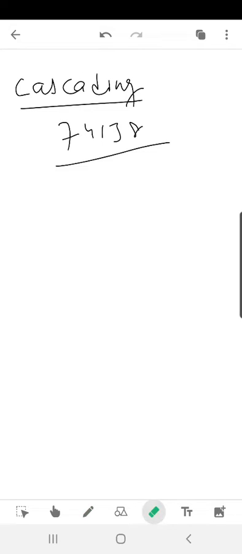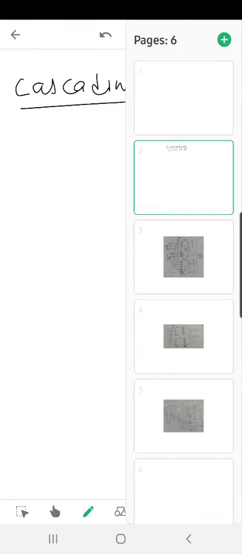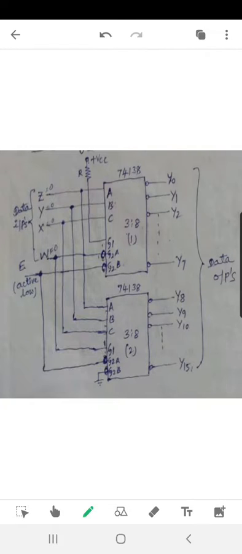To make our decoder, we will use 2 3 to 8 decoders, and then we will see how they work. This is how we will cascade our 2 3 to 8 decoders. First of all, let's understand the diagram, then we will develop the function table for this decoder also, and we will see how it actually works.